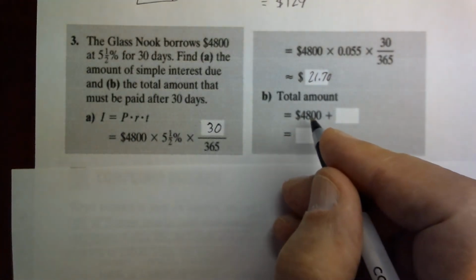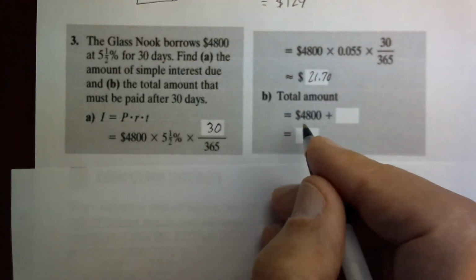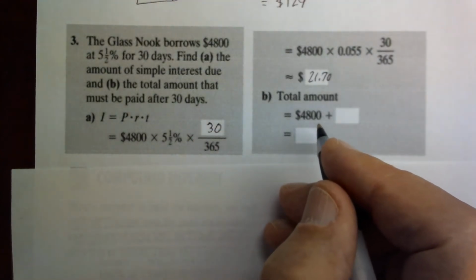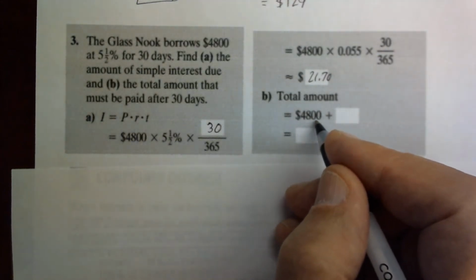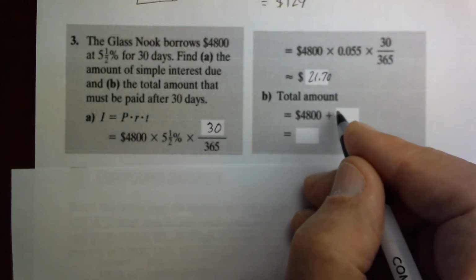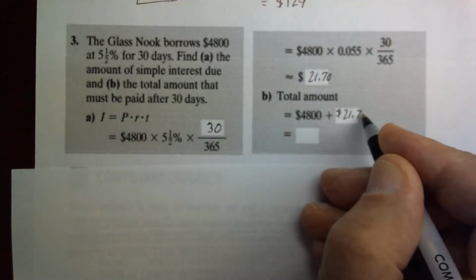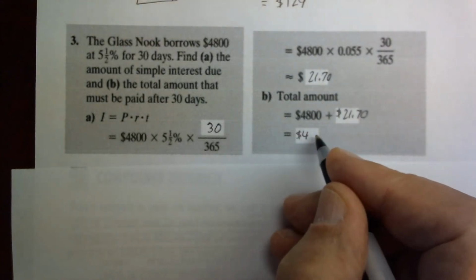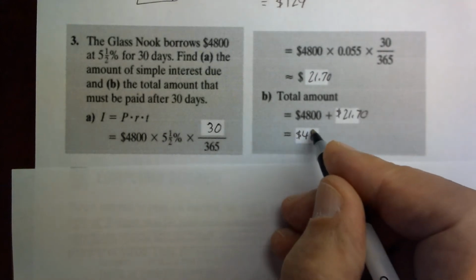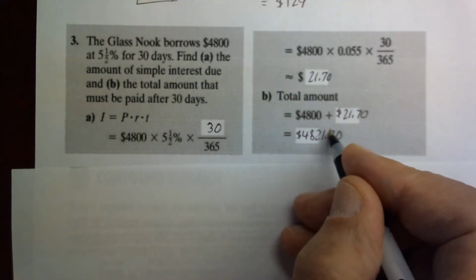So then the amount for part B that must be repaid after 30 days is the original $4,800 that was borrowed, plus $21.70, which is equal to $4,821.70.